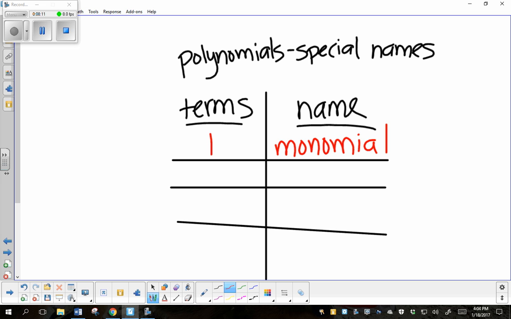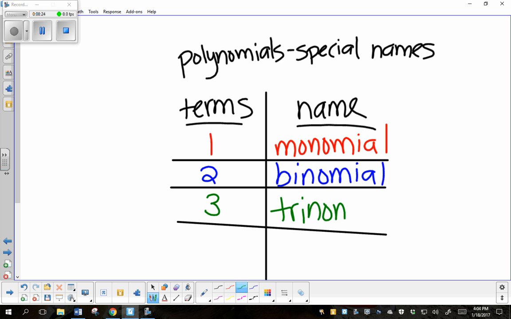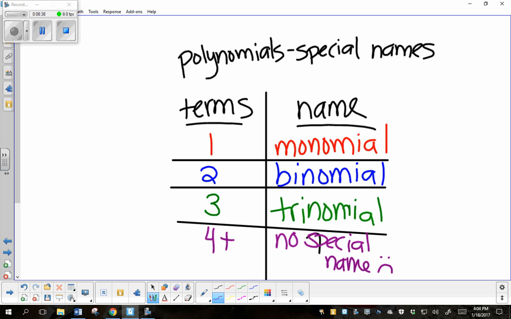If something has 2 terms, we call it a binomial, like a bicycle with 2 wheels. Binomial, 2 terms. If something has 3 terms, we call it a trinomial, like a tricycle with 3 wheels. Now, all the things that have 4 or more terms, those poor guys, they don't have any special name. Sorry. So just 1, 2, and 3 termed polynomials get a special name.